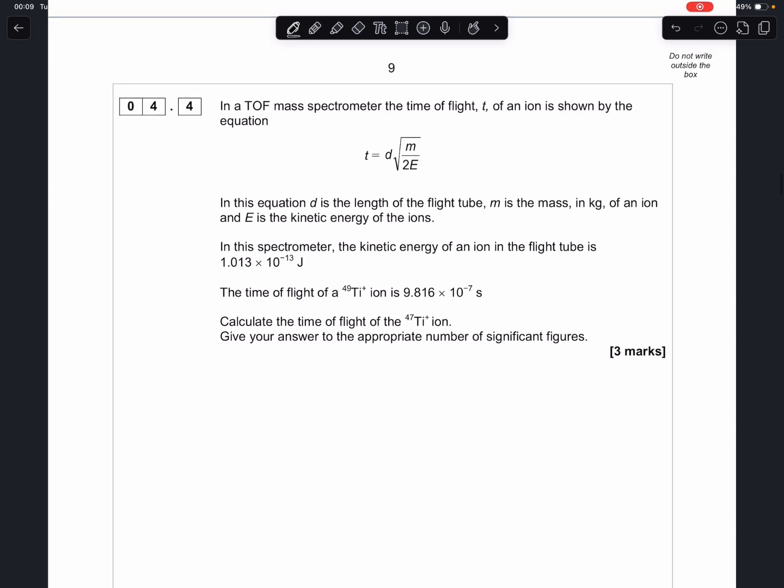So, there are multiple different ways of going about this question. For me, the one that is most systematic and makes the most sense is using all the data given for the 49Ti+ ion, and rearranging it to find the distance, which is the only thing that's not provided in the question.